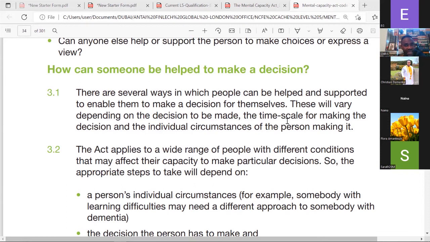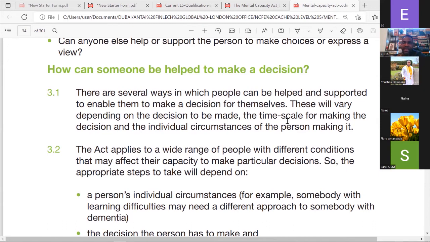One, the decision that is to be made. Number 2, the time scale for making the decision. How urgent is the decision? Should the decision be made within 24 hours? Should the decision be made within a few days? Do we have weeks and months? And don't forget, these are life and health, life and death related situations. In some cases, where there is a lot of time, the person's life is not at risk, it's not critical, there may be flexibility in relation to timescales.